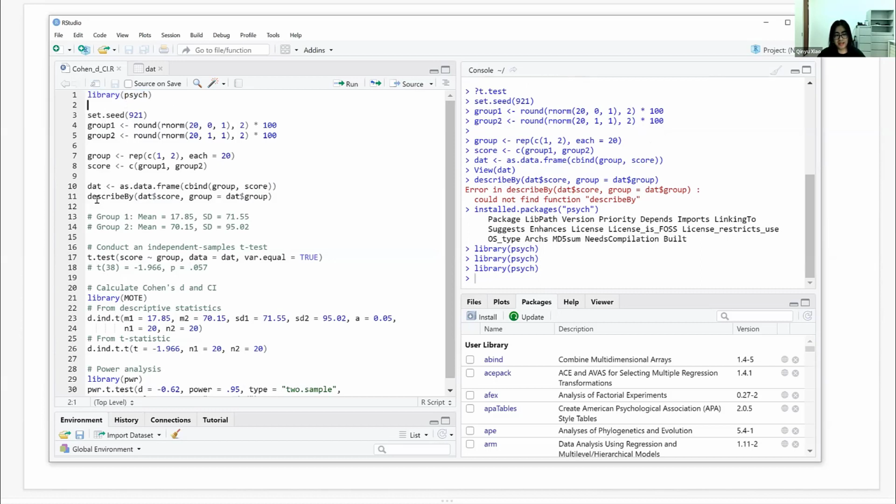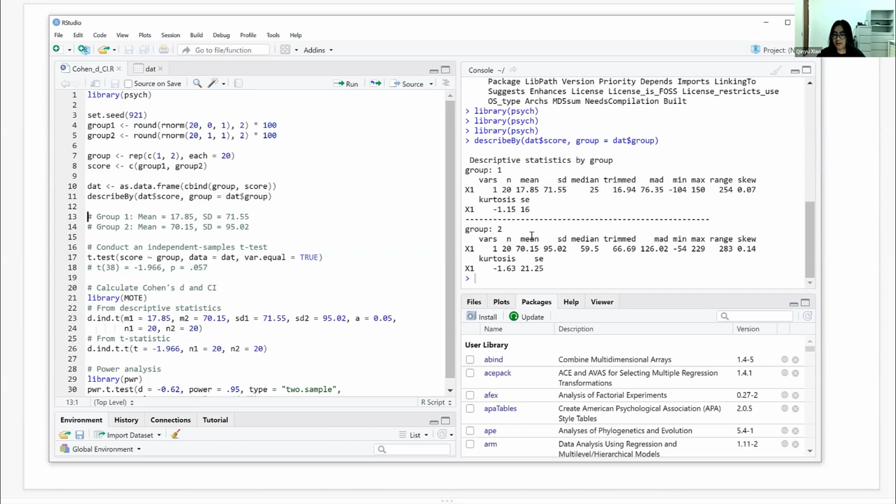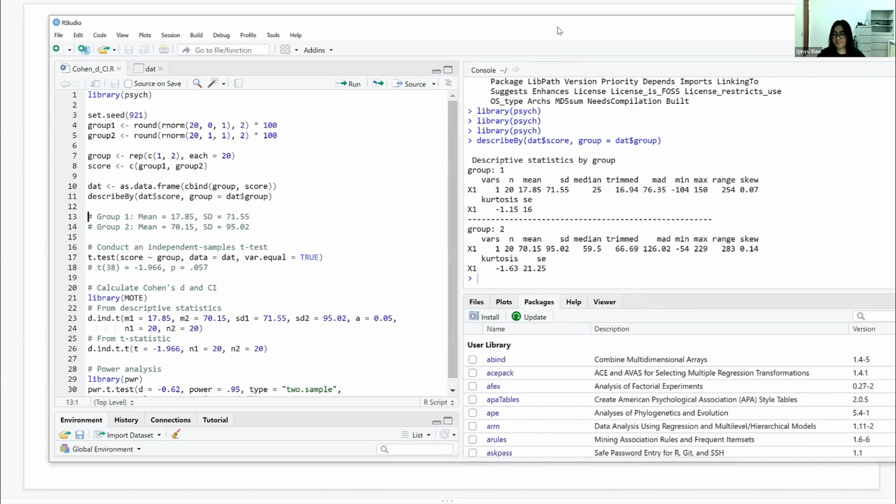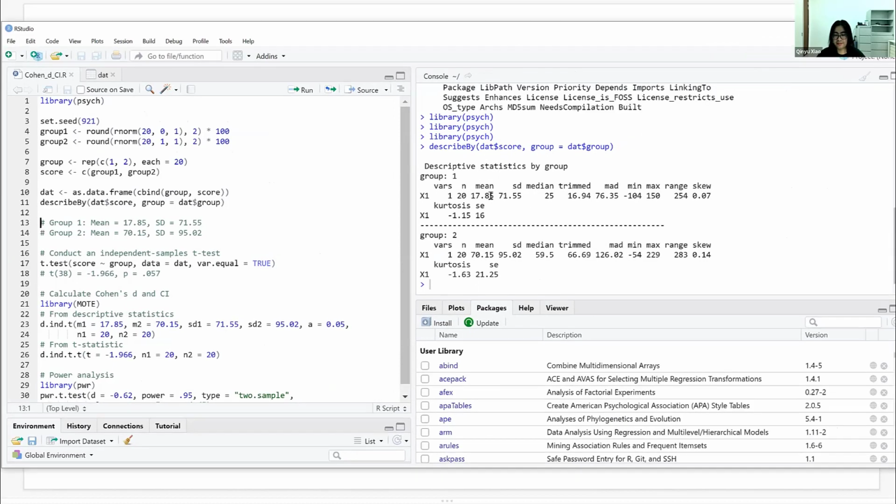In psych, we have a function called describeBy, which describes the data according to their group. After I run this line of code, I get these descriptive statistics by group. You can see that the mean of group 1 is 17.85, and I note it down here. The standard deviation is over 70. The mean of group 2 is 70 here, and the standard deviation is 95.